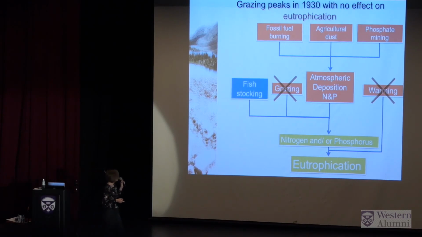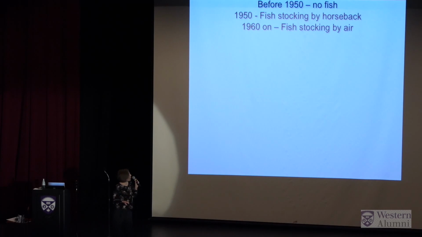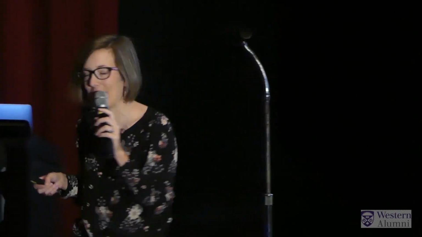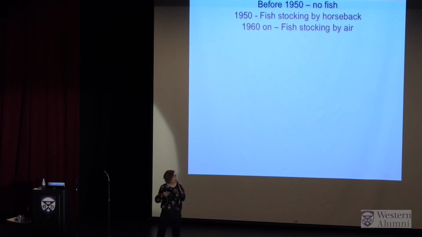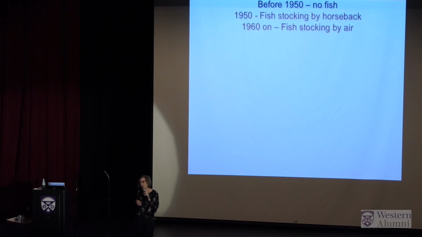Let's look at fish stocking. Before 1950, there would have been no fish in these sites at all. And even to this day, they still add fish to the sites. The fish don't survive on their own. They need to be continually replenished. In 1950, fish stocking occurred by horseback, so it's not certain whether these lakes would have been stocked at that time because they're pretty high up there. They're above 3,000 meters above sea level. I carried a lot of stuff up there. I'm not sure how likely people would have wanted to bring tiny fish all that way. But you never know. By 1960 on and to today, fish stocking occurs by air.